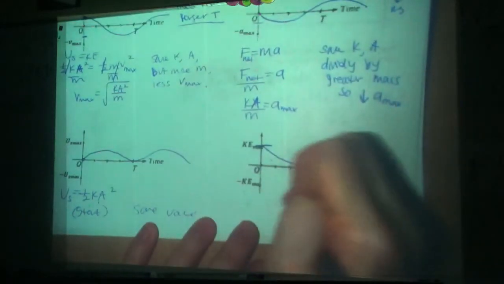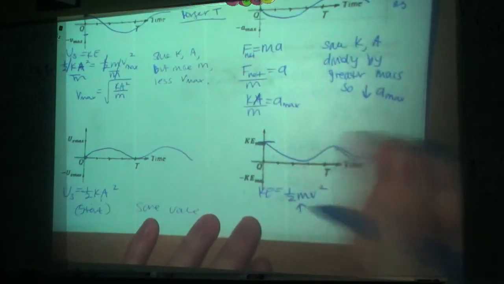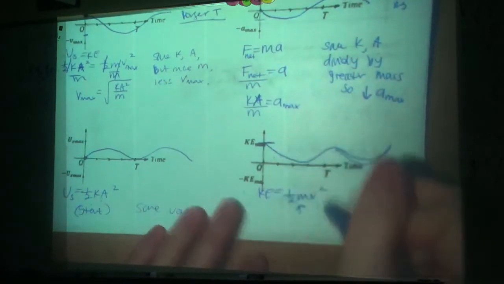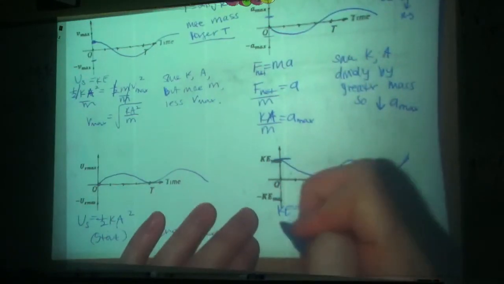Now if you're sitting there and you're like, wait, 1/2 mv squared equals your kinetic energy, and you just increase the mass, how does this not increase? Well, we just said up here that your velocity would actually decrease. So these end up balancing out to keep this the same.